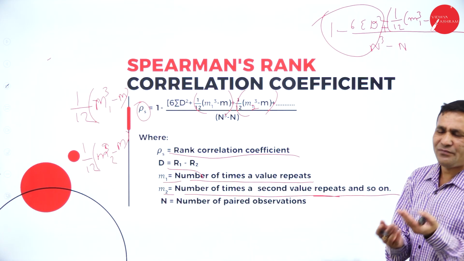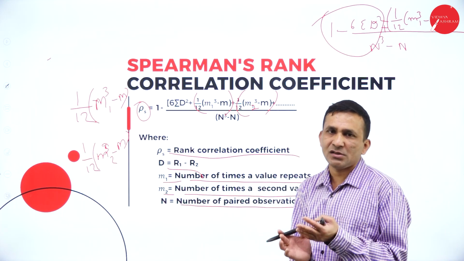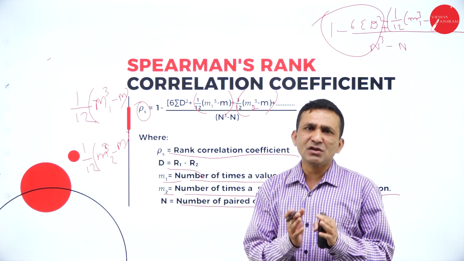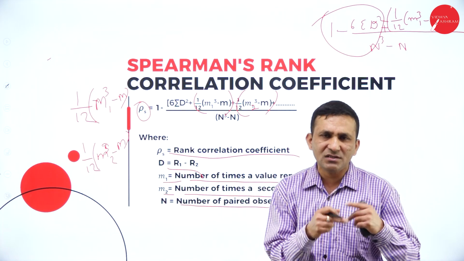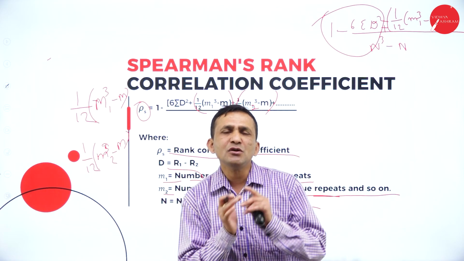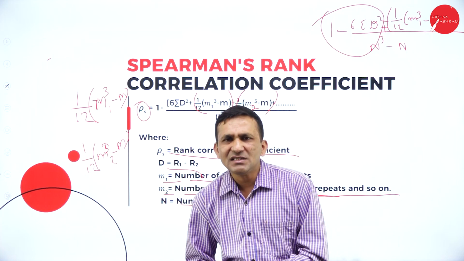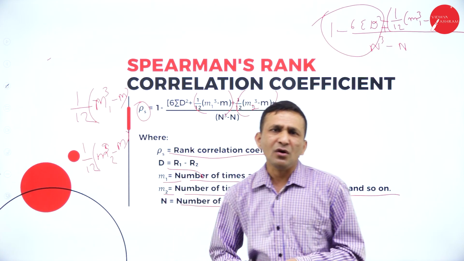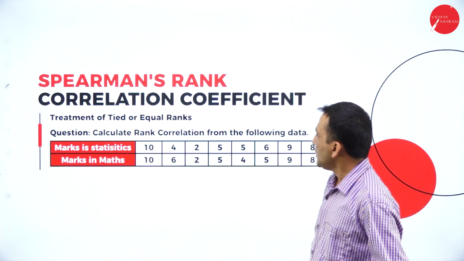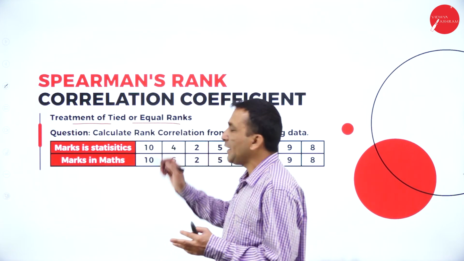So in case of 3, M3. N is equal to the number of paired observations. From the X series and from the Y series also, we can expect the same numbers to be repeated, in the X series and also in the Y series. Assume in the X series there is a number repeated 2 times, and assume in the Y series there is no repetition. Then also we try to do it for the repetitions. Okay, the tie. So there is one question to understand the treatment of ties and equal ranks.